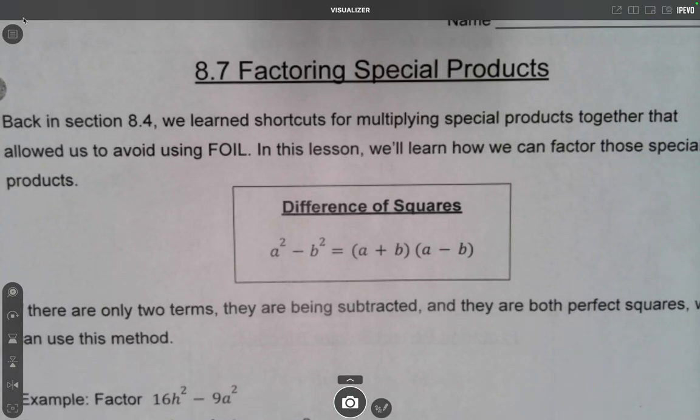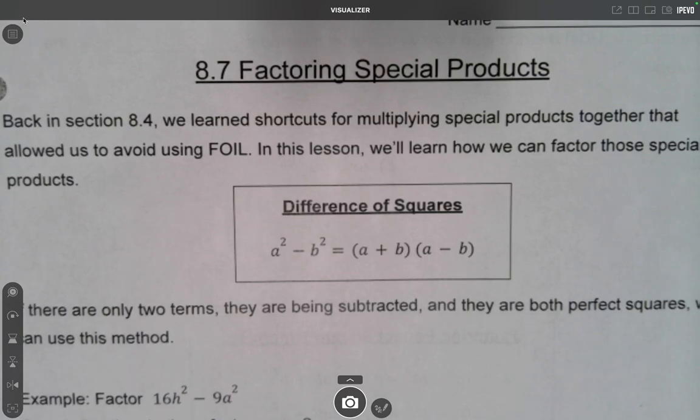Way back in Chapter 8, Section 4, we learned some shortcuts for multiplying special products that allows us to do it a little faster than doing FOIL. So in this lesson, we're going to learn how we can factor those special products, working backwards from what we did in Section 8.4.